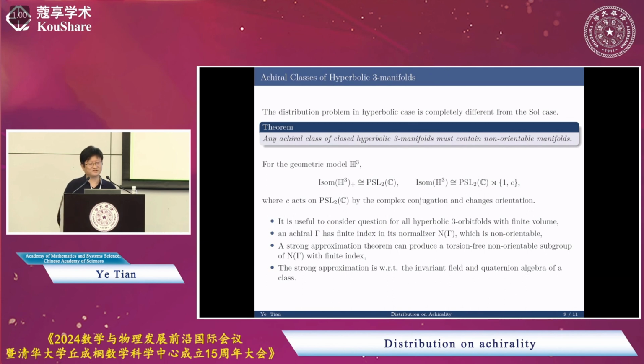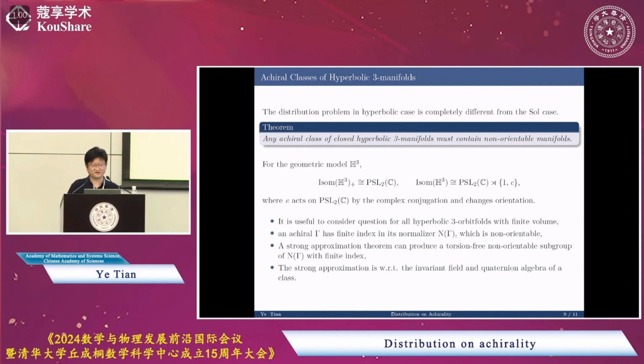Here is a sketch. This kind of manifold has the universal cover of three-dimensional hyperbolic space, and its isometry group is given by PSL2C semi-direct product with an order 2 group, where the non-trivial element acts on PSL2C by complex conjugation, and also changes orientation. To show this theorem, first it's useful to extend the question from closed manifolds to hyperbolic 3-orbifolds with finite volume. So we don't require it to be compact.